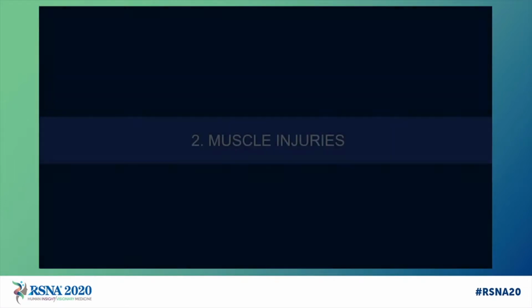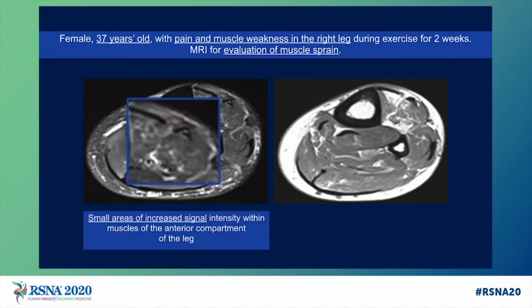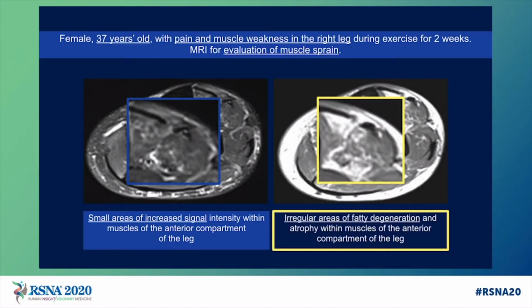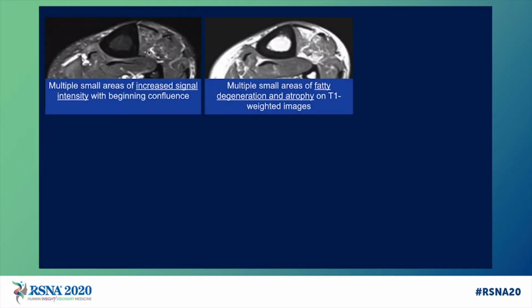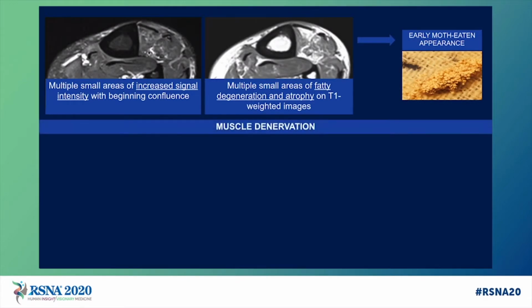suggesting this stress fracture. Related to muscle injuries, let's see this case, 37 years old, pain and muscle weakness in the right leg, MRI for evaluation of a muscle sprain. And here we can see small areas of increased signal intensity within the anterior compartment of the leg, associated with these regular areas of fatty degeneration and atrophy. This is a pattern that we call early moth-eaten appearance, that is suggestive of muscle denervation.